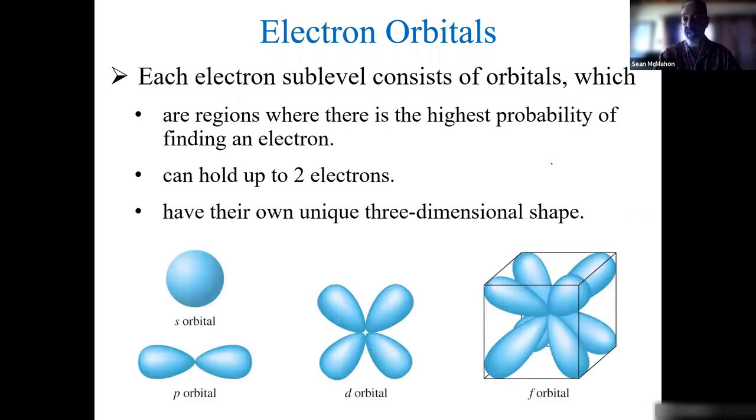And each orbital has a unique shape. So that's kind of what the letter is denoting, right? So S orbital, it's kind of spherical. Your P orbital, it's got this kind of bilobal shape. Your D orbital is cloverleaf. And then your F orbital has kind of a more complicated shape because it's a further distance from the nucleus. So the electrons can be in greater probabilities in different locations.